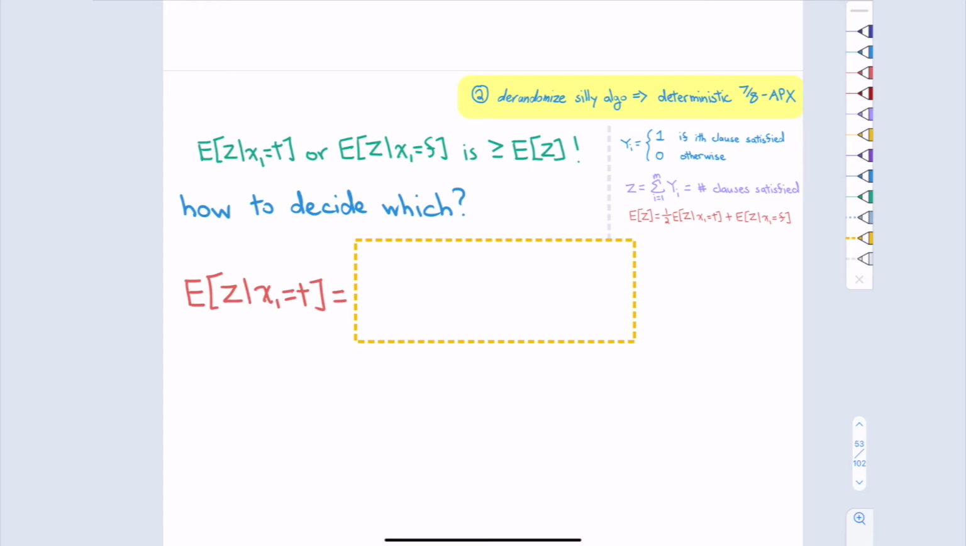But if you follow that logic to the end, we should have originally done the algorithm where I just set x1 to be whatever satisfies the most. That greedy algorithm we know won't work. That's not how we're going to figure out the choice. Another idea: we could try simulating it. I'll set x1 to be true, do a bunch of simulations, and hope to get some sense of the average. I could try to simulate to figure out this conditional expectation.